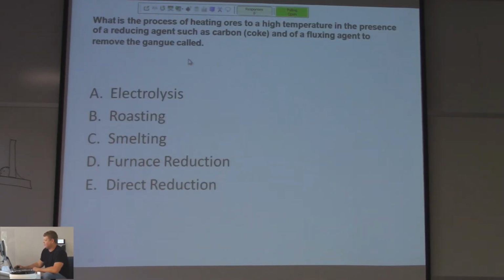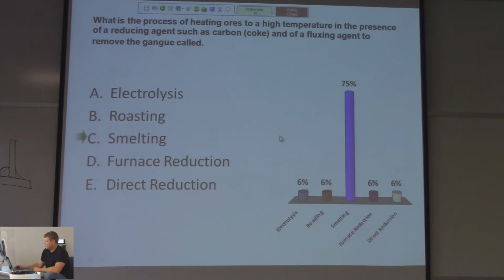What is the process of heating ores to a high temperature in the presence of a reducing agent such as carbon or coke and of a fluxing agent to remove the gangue called? Electrolysis, roasting, smelting, furnace reduction, or direct reduction? Smelting, 75% of you were 100% accurate.